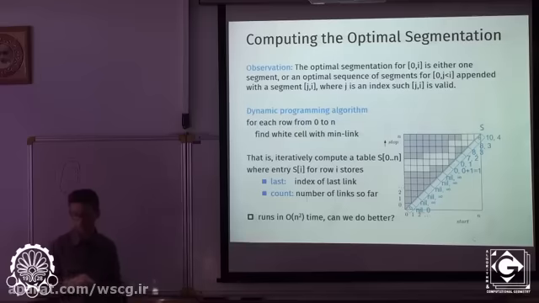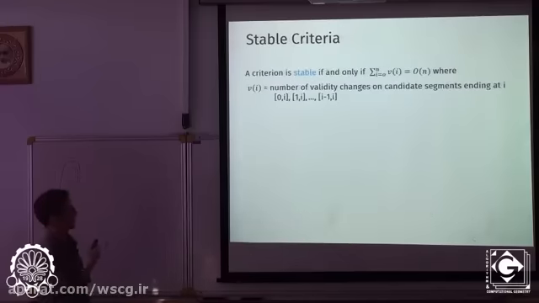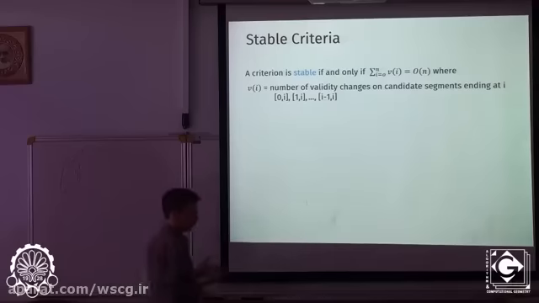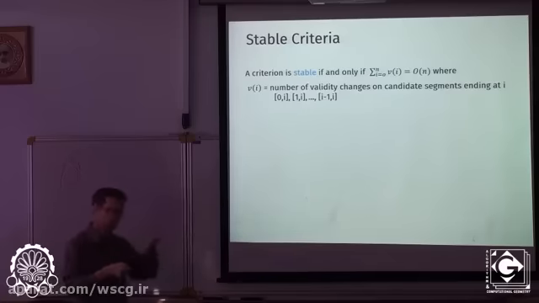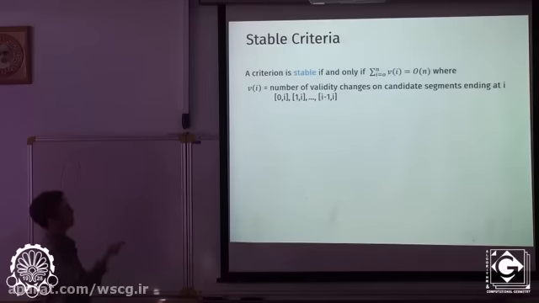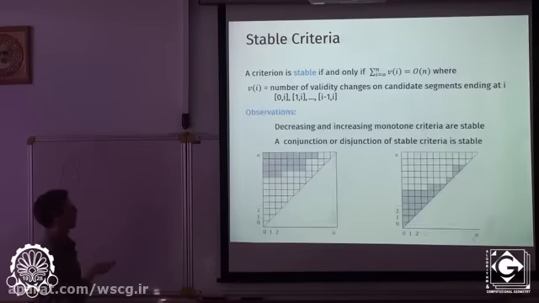So now we want to do better, and we will do so by looking at a specific class of criteria, and I will argue that this class is a very relevant and big class, which allows us to solve most of the problems we're interested in, and that is what I call stable. Stable means that if I look at the number of changes on a candidate segment ending at i, which means if you look at a row of this diagram, then the number of changes should be small, in the sense that if I do this row by row, then overall there's only a linear number of changes.